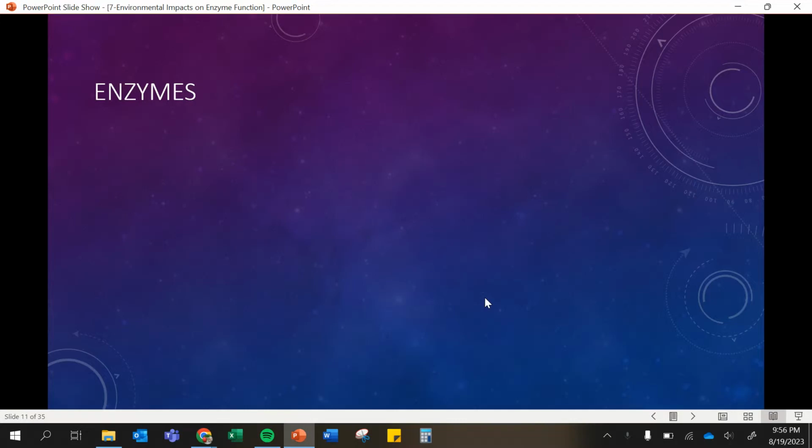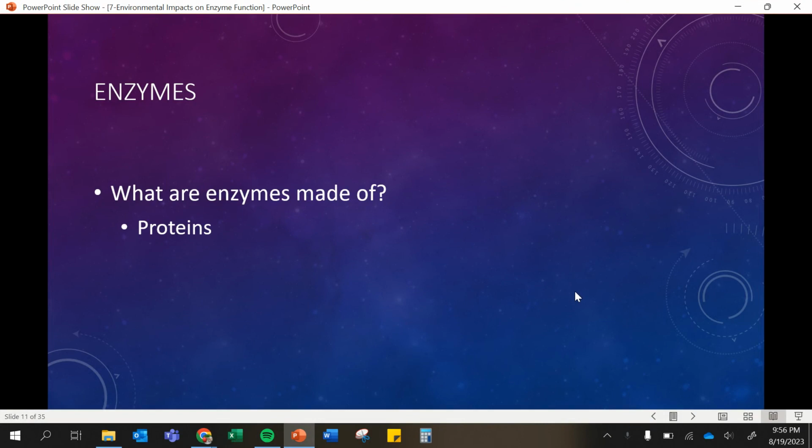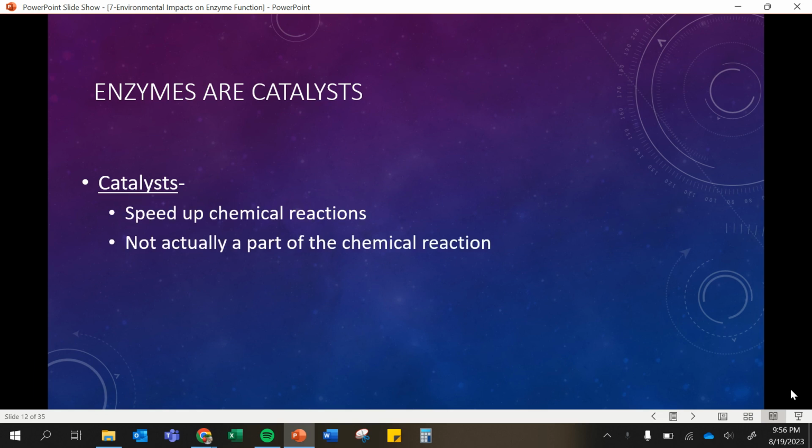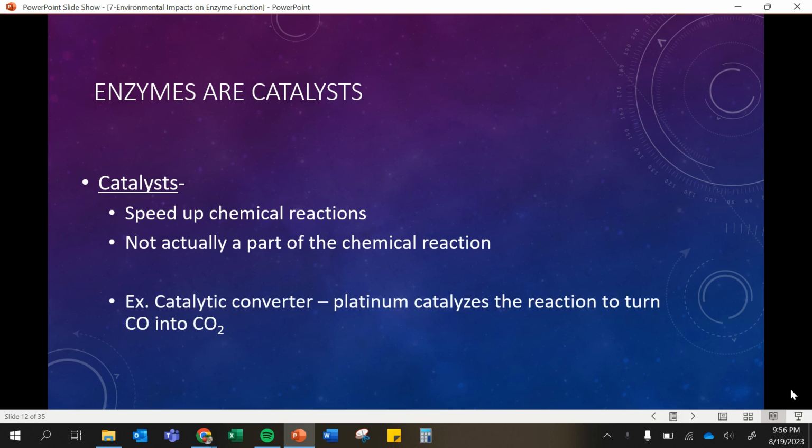So today we're going to talk about enzymes. Remember, enzymes are made of proteins. That's why we're talking about this unit, and their shape relates to their function. The big thing that enzymes do is they are catalysts, so they speed up chemical reactions. They're not actually part of the chemical reaction itself because they're not being used up or changed, but a catalyst helps speed it up.